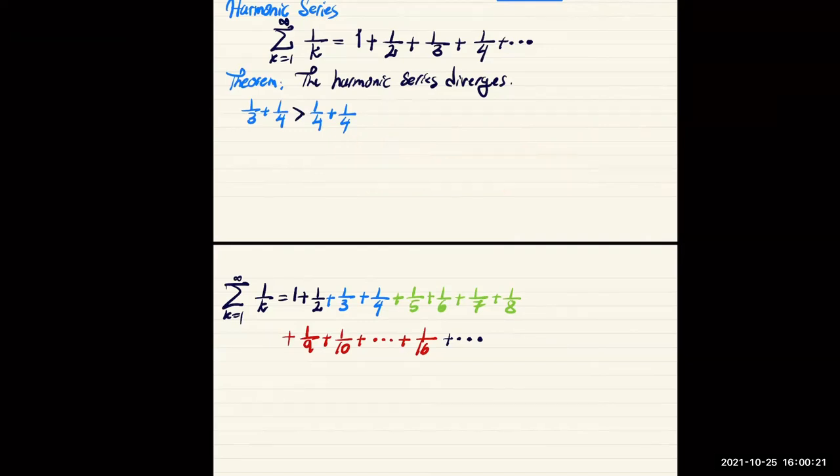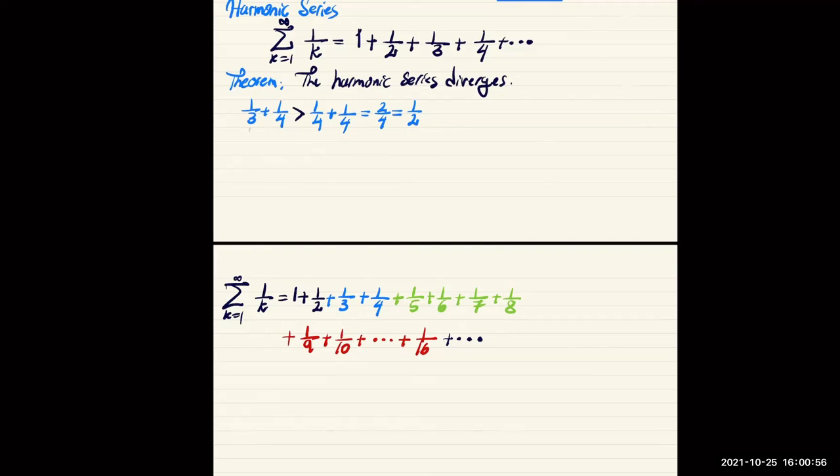So again, here 1/3 is more than 1/4. So if I add 1/4 to both sides, the inequality is still true. On the right-hand side of the inequality, we have 1/4 plus 1/4, which is the same as 2/4. And 2/4 is equal to 1/2. Okay, so this group, the blue group, is more than 1/2. Let's look at the green group.